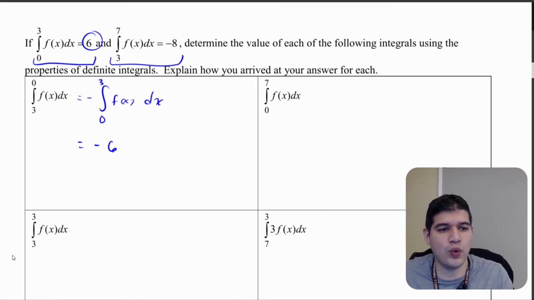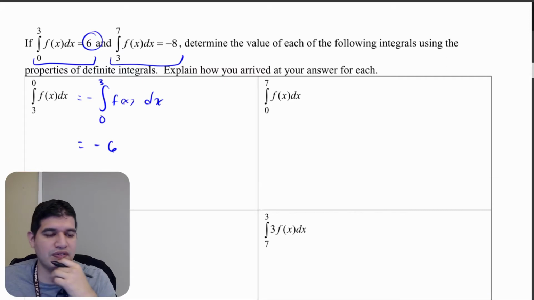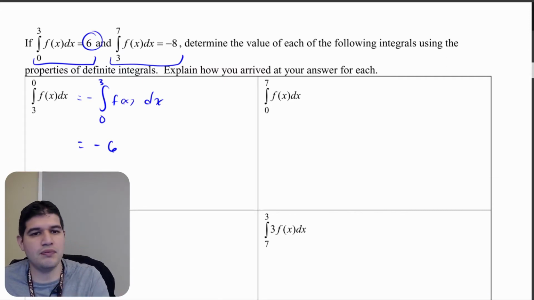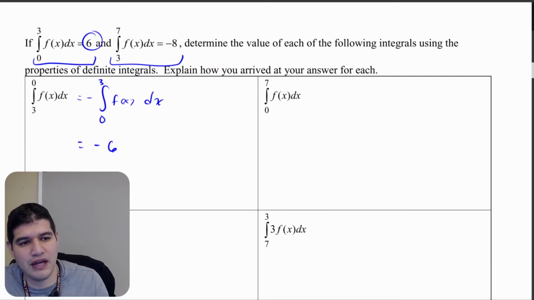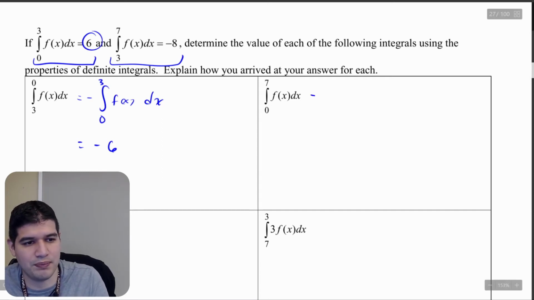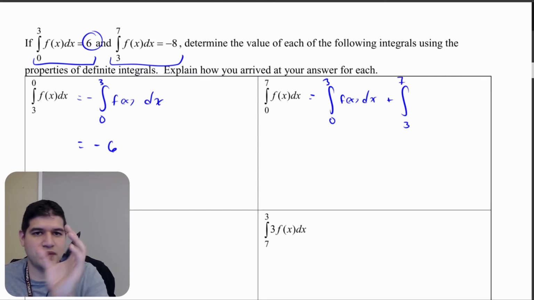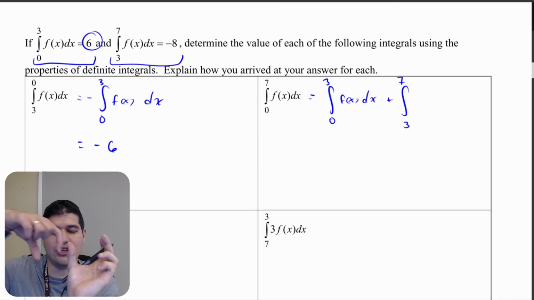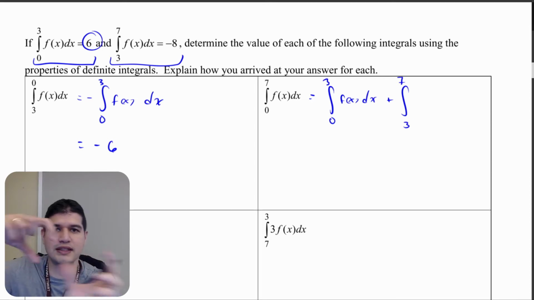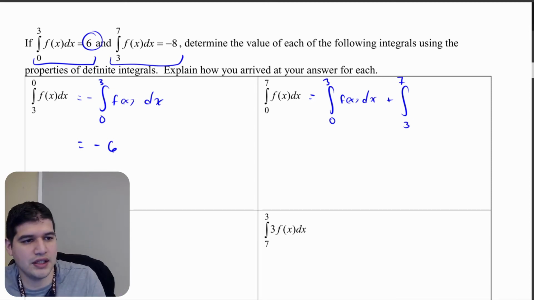Now in this next one, in the second problem here, we have 0 to 7. And again, none of my integrals that are given are 0 to 7. But I do have 0 to 3, so I can split this up. I can split this up going from 0 to 3 f of x dx, and I can add it with the integral that goes from 3 to 7. So then what's happening is I go from 0 to 3, figure out what that chunk is, and then I go from 3 to 7, figure out what that chunk is, and I just put them together. So 3 to 7 f of x dx.